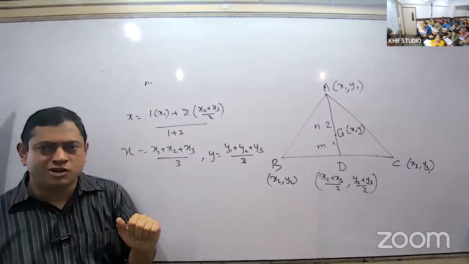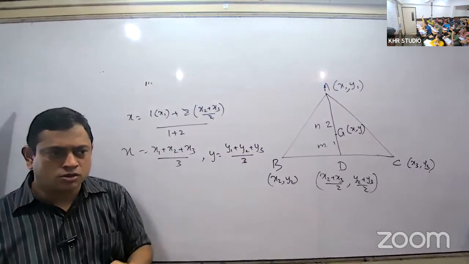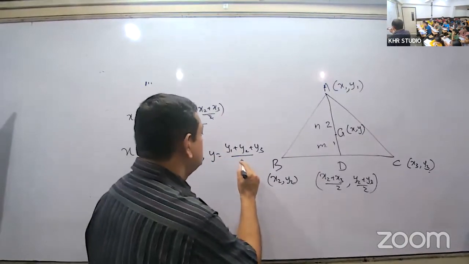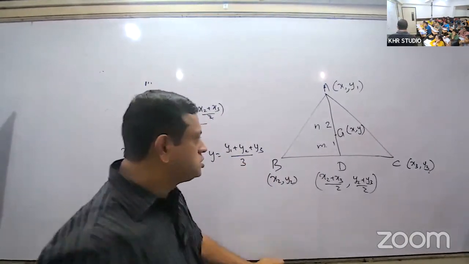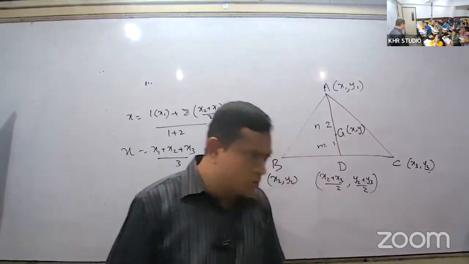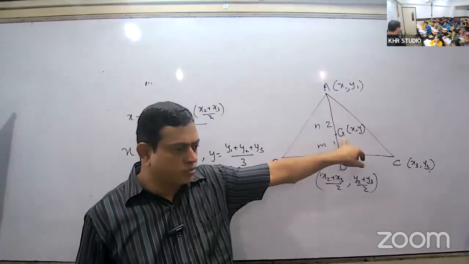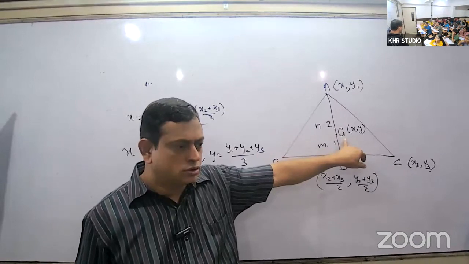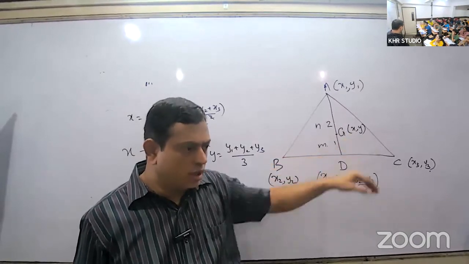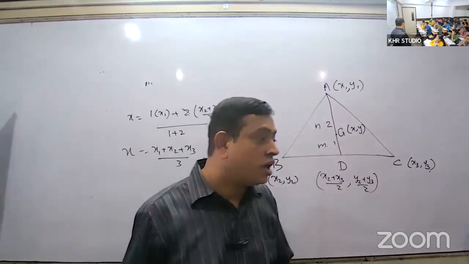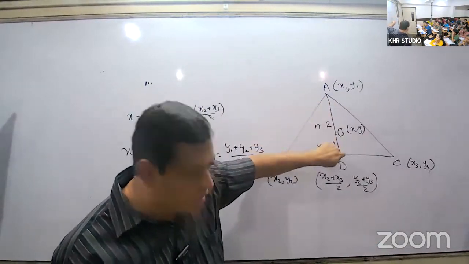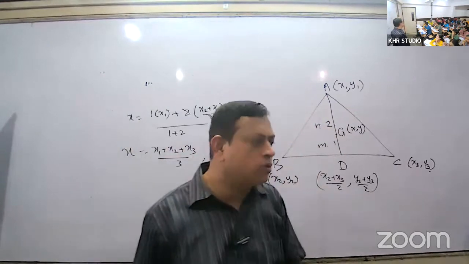Who has doubts? Raise your hand. What is your doubt? G is the coordinate of the centroid. That is the name of the centroid, like I put a point C. Now what is your doubt? The 2 is to 1 you are asking about? That is a property.